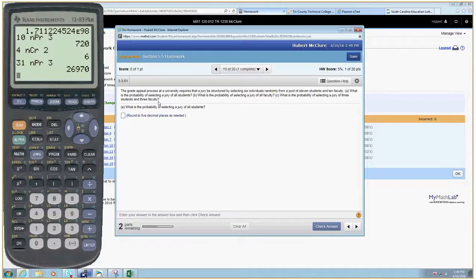Alright, the grade appeals process is structured by selecting 6 individuals randomly from a pool of 11 students and 10 faculty. What is the probability of selecting a jury of all students? What is the probability of selecting a student? Let me blow it up. Just write it down, and then I'll bring it back down. There you go.